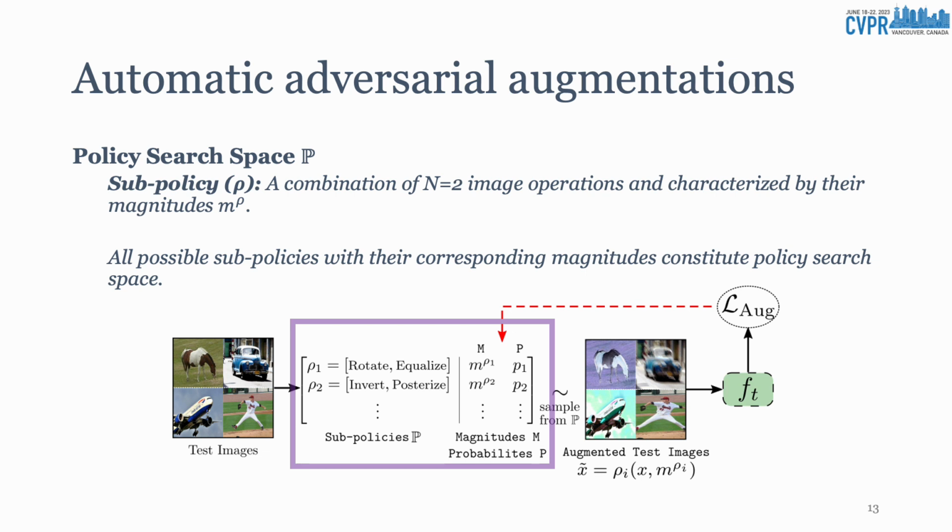A sub-policy ρ is defined as a combination of n image operations characterized by their magnitudes. Then, all possible sub-policies with their corresponding magnitudes constitute the policy search space. We denote the magnitudes and probability of selecting sub-policies by M and P respectively.